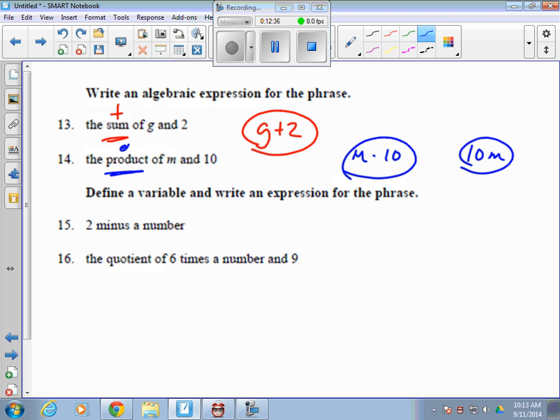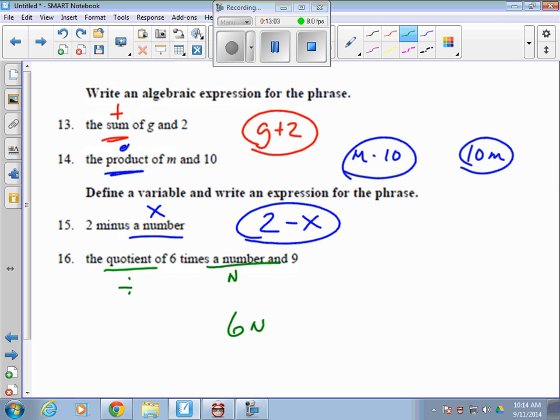For 15 and 16, you just have to define the variable. In 13 and 14, it was given to you. 2 minus a number is an unknown amount, so let's call it x. 2 minus x. The quotient, this is a tough one for everybody, the quotient of 6 times a number and 9. Quotient is that word that means divide. So 6 times a number, let's say n for this one. 6 times n. The quotient of 6 times n and 9, divided by 9.